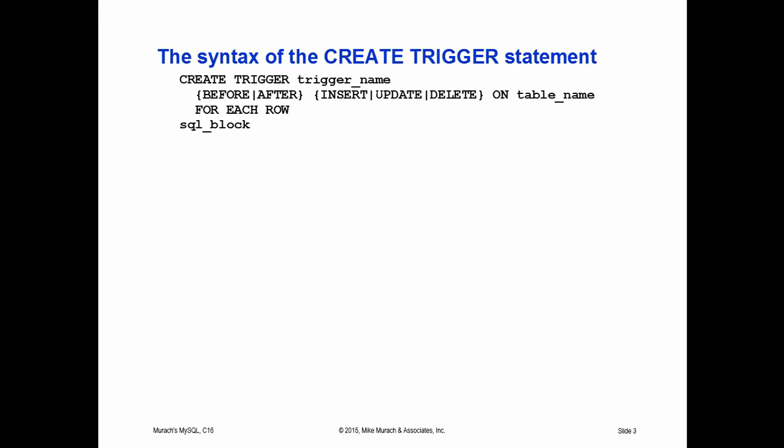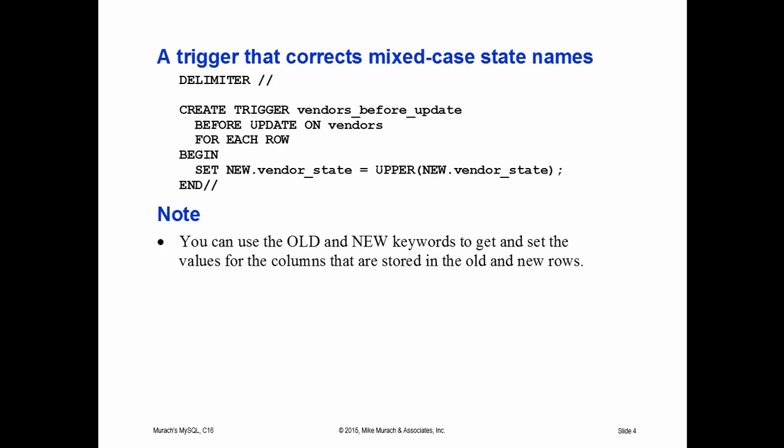So again, the big thing with a create trigger is, do you want to do it before or after an event takes place? This is a trigger that corrects mixed state case names. What it's doing there is saying that before you do the update, make sure that the state name is in all uppercase. They mentioned there you can use the old and new keywords to get and set values. The old would get the current value. The new would set the current value. There's the new right there.